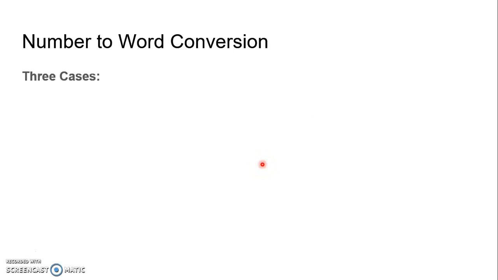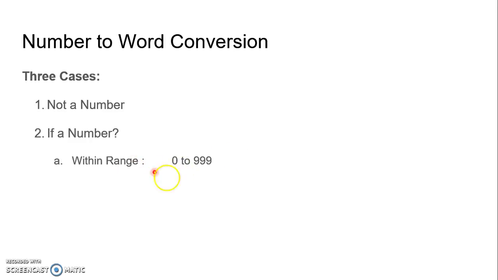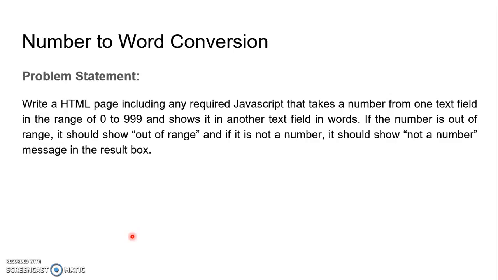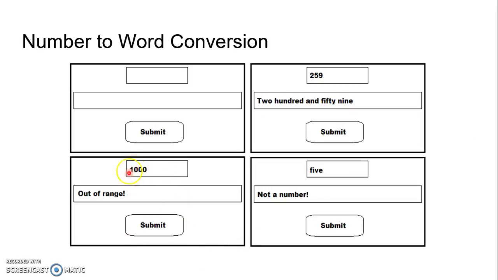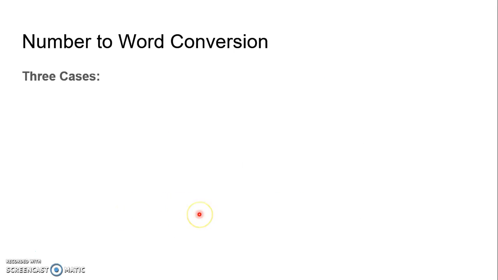And what could be the other case? The other case is if the value is a number, then we have to check whether the number is within the range or it is out of range. So in our diagram, if I give a value like 1000, which is out of range, it should give me this message. Out of range can also be a value less than 0, that is, a negative value. If I give a negative value, it should give me the output as out of range.